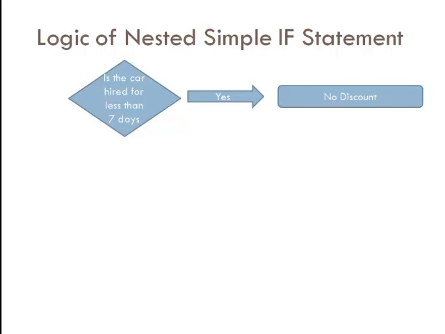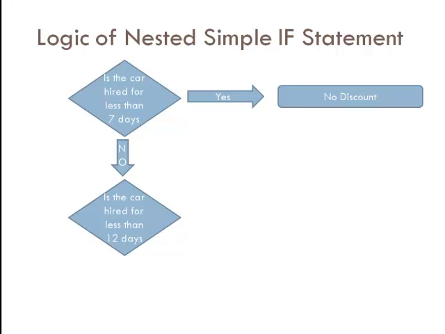So the logic of the nested if statement that we're looking at, the first thing we check to see is if the car is hired for less than 7 days. If it's hired for less than 7 days, then there's no discount. So your true value is 0, no discount. But your false value, what happens? Well, you need to go and check again.